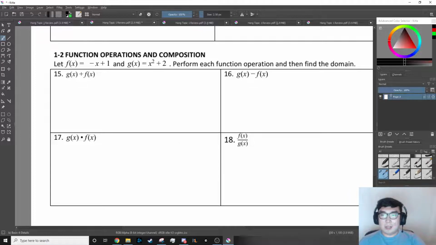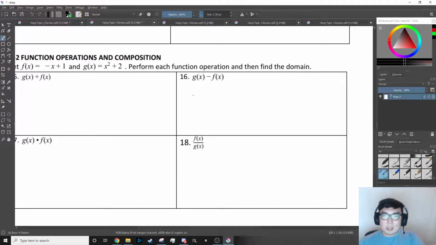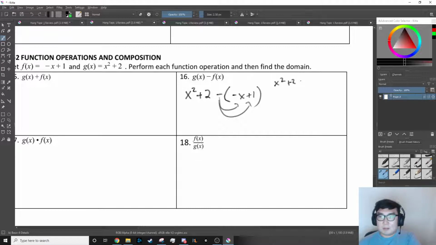So for this one, I'll do the right side this time. I'll do the evens. So x squared plus 2, because this is g of x, minus, and I have to put parentheses for subtracting, negative x plus 1. Whenever I want to do this, I have to distribute this negative sign to flip the signs of all of these. X squared plus 2 plus x minus 1. I can only combine these two right here. X squared plus x. 2 minus 1 is positive 1.